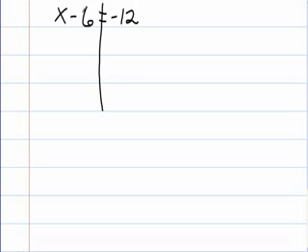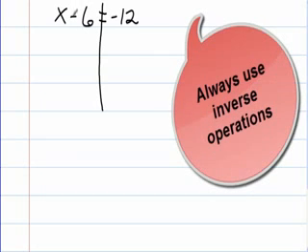Now let's solve some equations using subtraction. Let's look at the equation x minus 6 equals negative 12. If we look on the left side of our equation, we have x minus 6. We are subtracting 6 from our x.